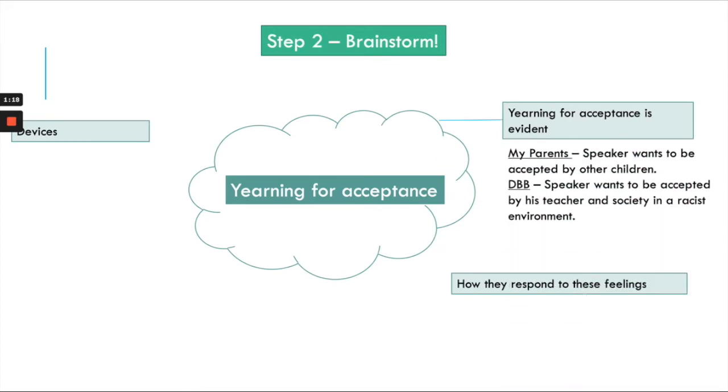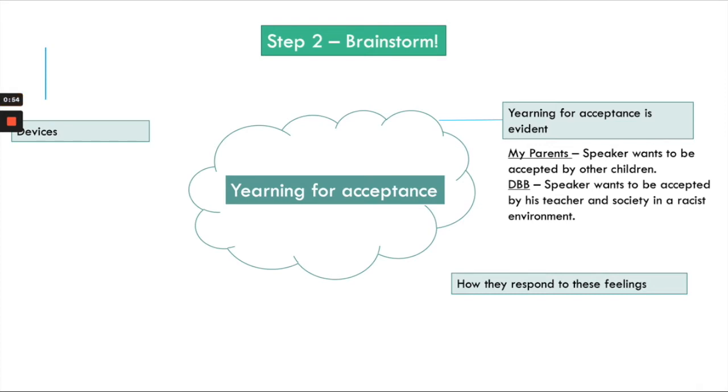In My Parents, the speaker wants to be accepted by the other children. In Dreaming Black Boy, the speaker wants to be accepted by his teacher and society in a racist environment. We won't elaborate too much here because it's just a plan. When you begin writing your essay, you will explain a little more and give examples to support your points.